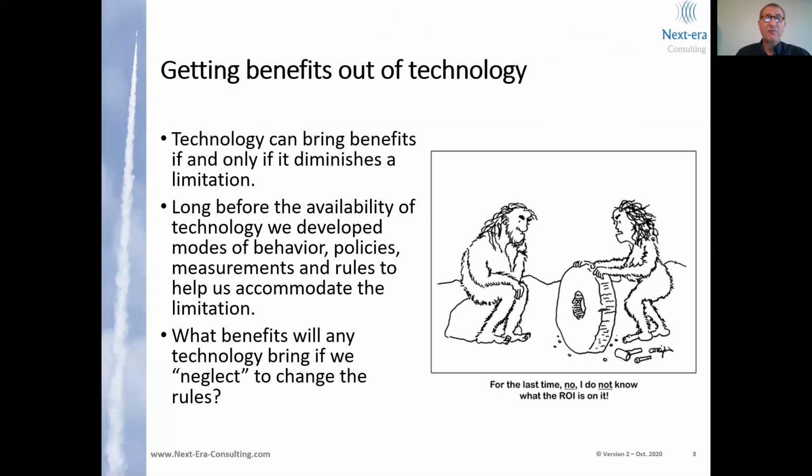So even if we have a new technology, and even if the new technology does remove a limitation, what is the effect if the rules that existed before the new technology was introduced will not change, will stay the exact same rules?